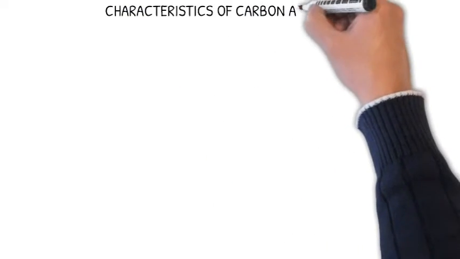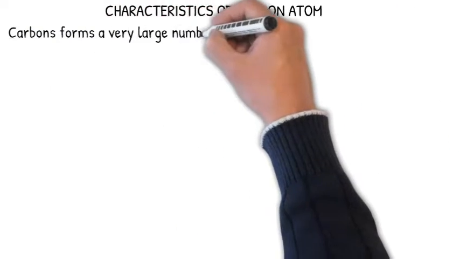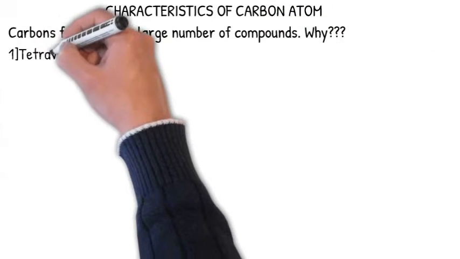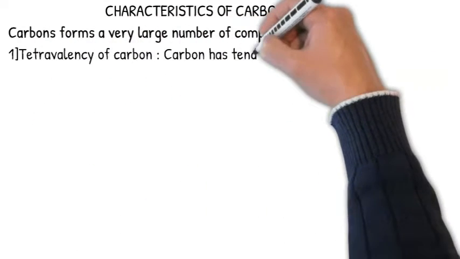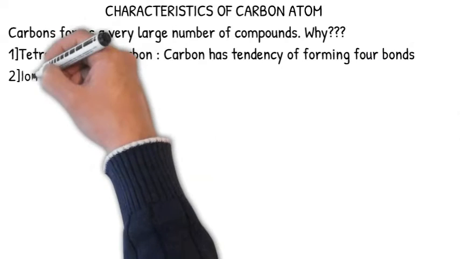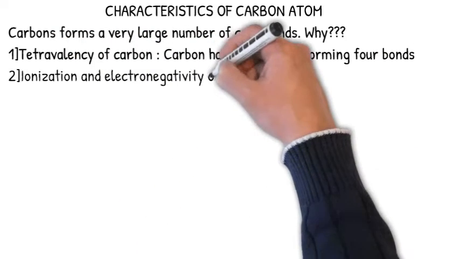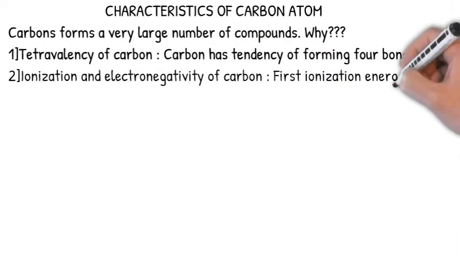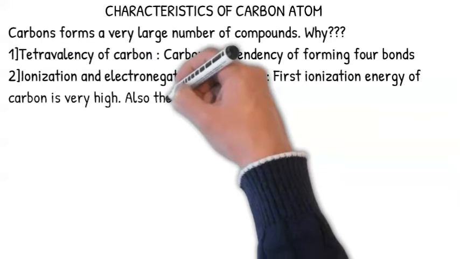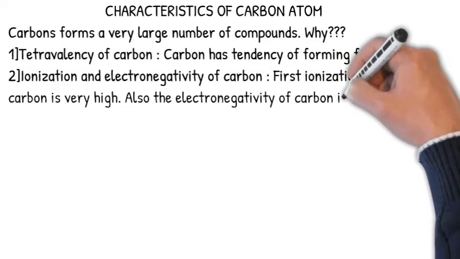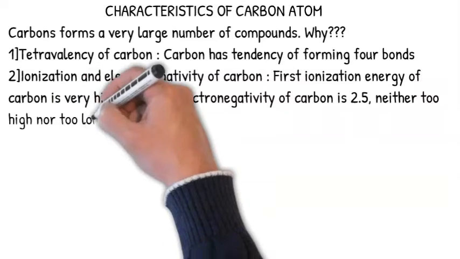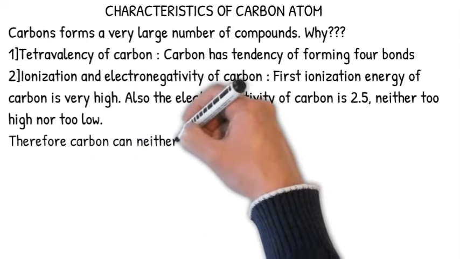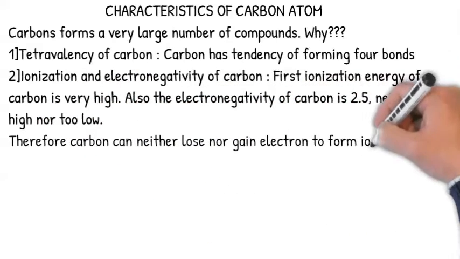Characteristics of carbon atom. Carbon forms a very large number of compounds. Why? Tetravalency of carbon. Carbon has the tendency of forming 4 bonds. Ionization and electronegativity of carbon. First, the ionization energy of carbon is very high. Also, the electronegativity of carbon is 2.5, neither too high nor too low.